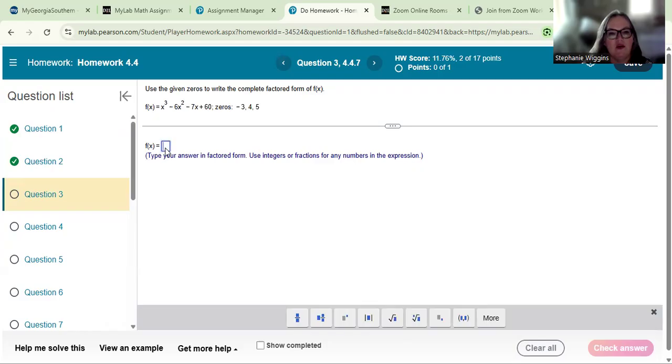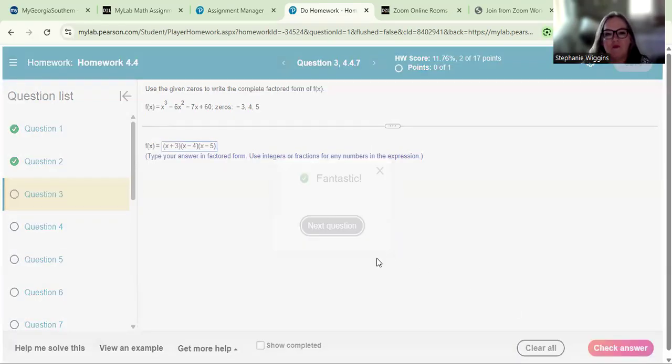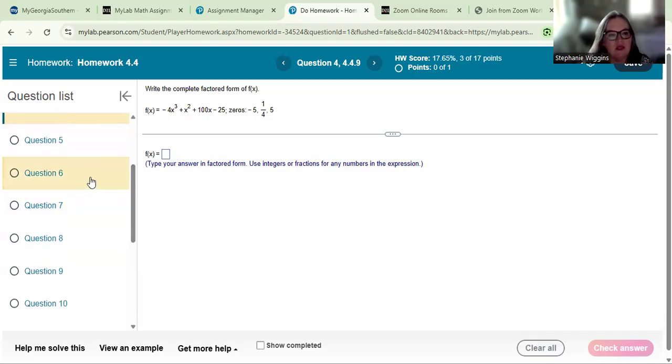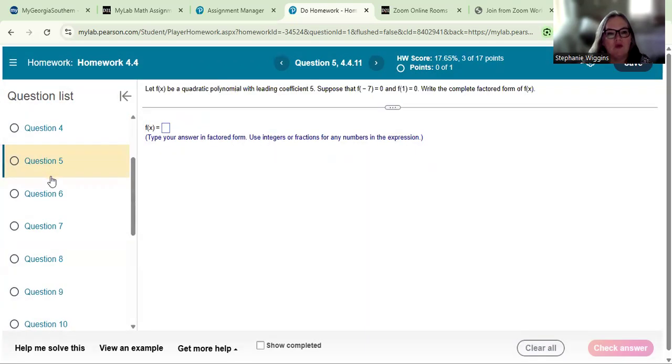Here, again, you're going to just take the opposite. So it's going to be x plus 3, x minus 4, and x minus 5. The leading coefficient is 1, and so I'm not going to put a number there. Okay, so you get an idea of how to do these. Let's see if we can find some other problems.